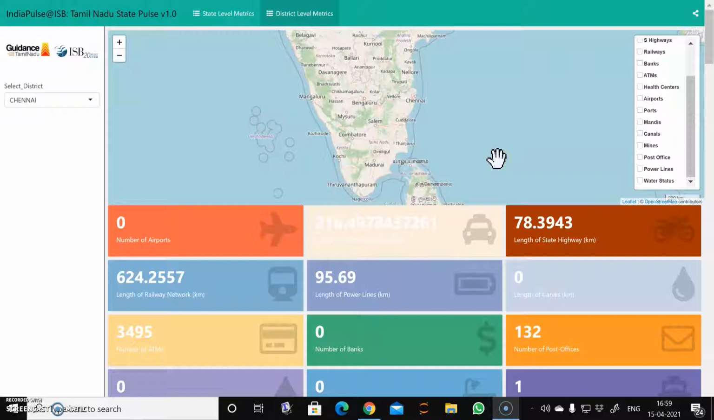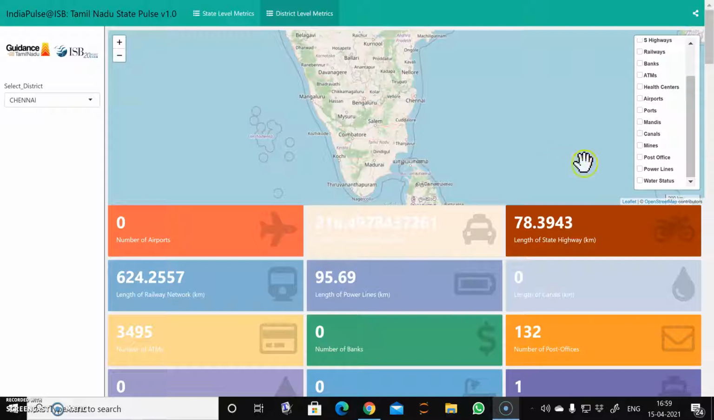April 15th, today's edition, we are looking at Tamil Nadu State Pulse again, but today we are looking at district level metrics. Now, many investors, when they want to invest, want to know where to go, which district they should invest in, and they want to know the level of infrastructure. Now, what does infrastructure mean? It could mean railways, number of banks, ATMs, health centers. So today's dashboard gives you that information.